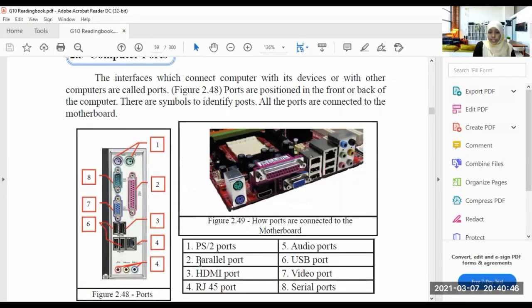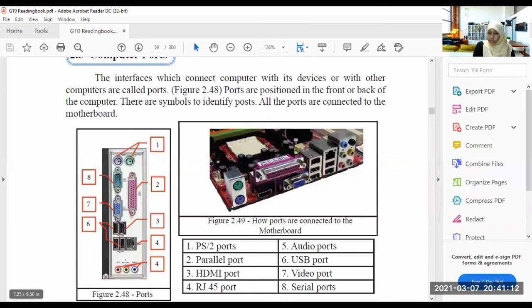Okay, HDMI port. So HDMI port, usually we use it to connect the monitors or screens. Next one, the fourth one, this one is the RJ45 port. So the RJ45 port is used to connect networks and all these things. Networks are connected using these RJ ports.